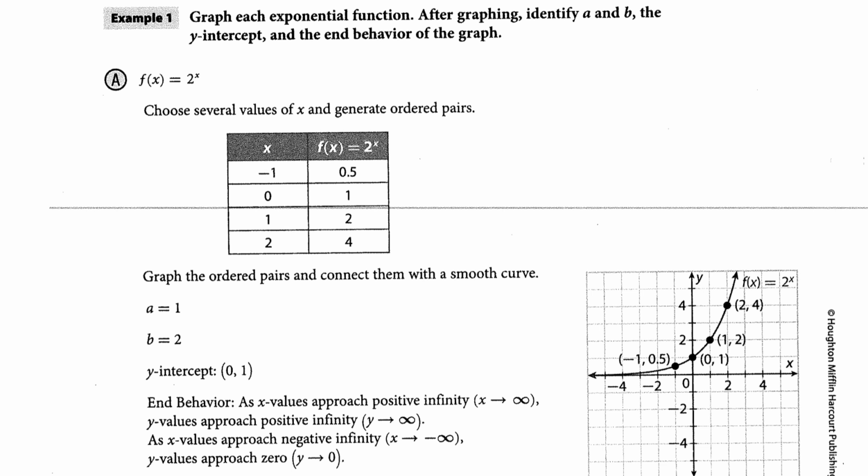The y-intercept is (0, 1). End behavior, as x approaches positive infinity, the y values approach positive infinity. So as we're moving out towards the right, we are moving up towards infinity.